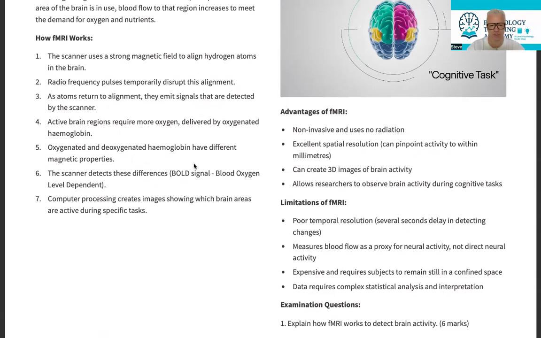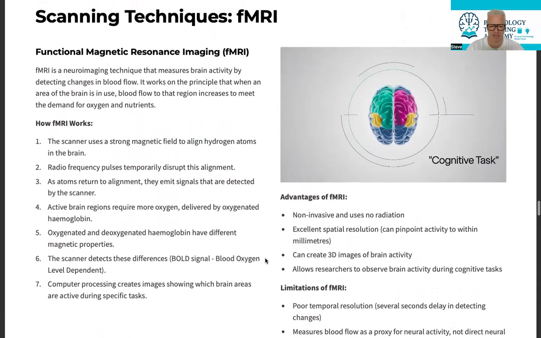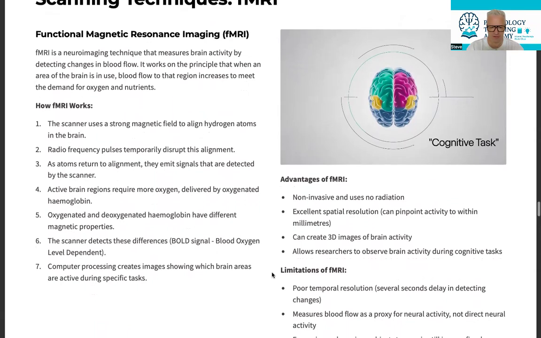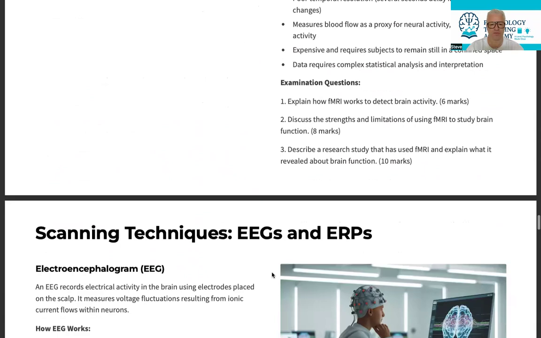So you get this BOLD signal, blood oxygen level dependent. And the computer then creates an image showing which brain areas are active. It's an expensive brain scan, but it is a very good detailed 3D image. It's got good spatial resolution.